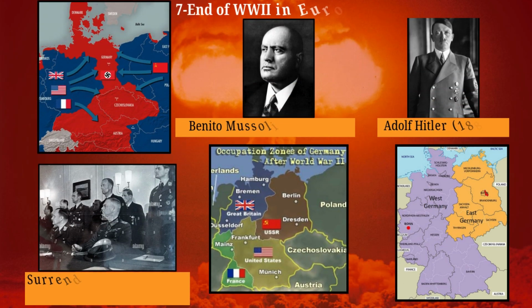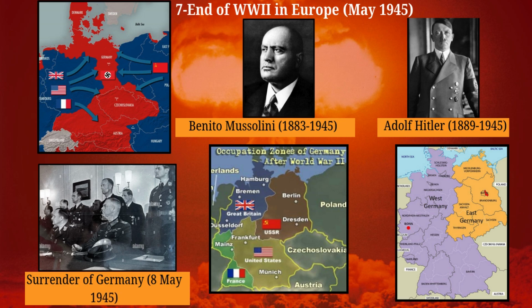By 1945, the Allies had reached Germany. Britain, France, and the US came from the west, while the Soviets came from the east. In Italy, the fascist dictator and friend of Hitler, Benito Mussolini, was killed by rebels called partisans on 28th April. To avoid being captured or killed like Mussolini, Hitler committed suicide on 30th April.